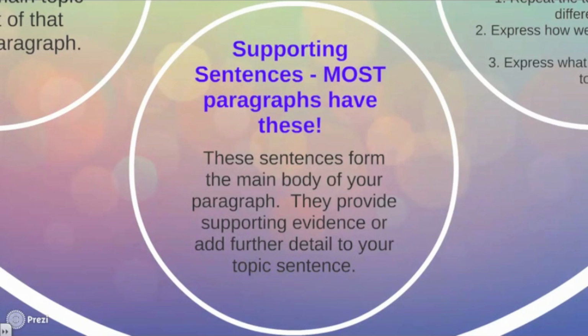Then we have supporting sentences. Now most paragraphs have these, and these sentences form the main body of your paragraph. So they add extra detail to what you've written with regards to your topic sentence, or they might provide supporting evidence. But in general, they add further detail, and your supporting sentences follow your topic sentence.